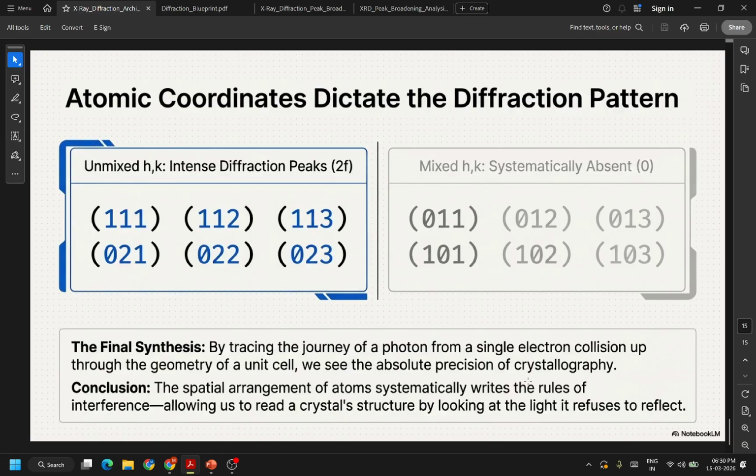So you see, by tracing the journey of a photon from a single electron collision through the geometry of a unit cell, we are able to get the absolute precision of crystallography. The spatial arrangement of atoms systematically writes the rules of interference, allowing us to read a crystal structure by looking at the light it refuses to reflect. So the light it is not reflecting, and the light it is reflecting, by that we are able to figure out the structure of the lattice.